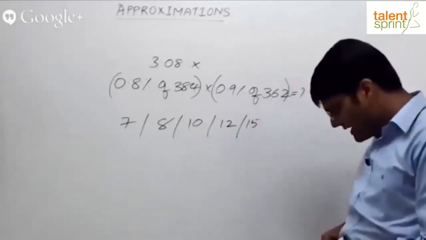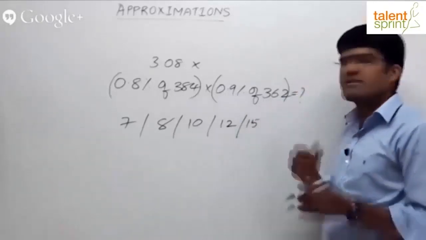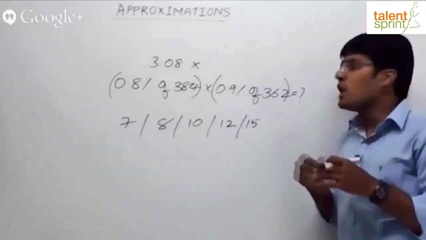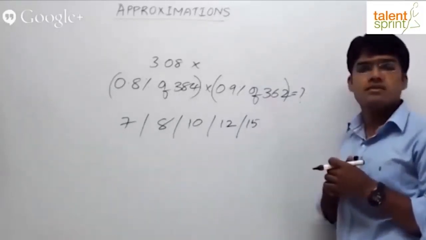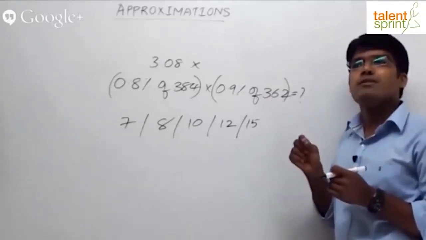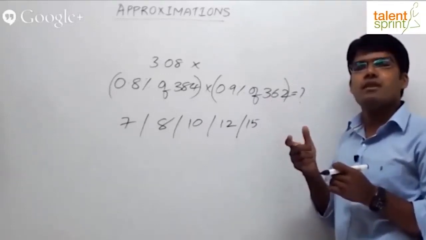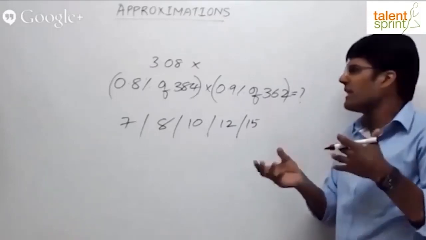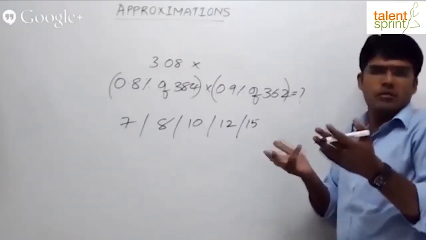Then 0.9 into 362. 0.9% of 362. Again, 0.9% is 1% minus 0.1%. What is 1% of 362? 3.62. 0.1% is 0.362. So 3.62 minus 0.362 will be how much? Approximately 3.24, like 3.6 minus 0.36. 3.24.